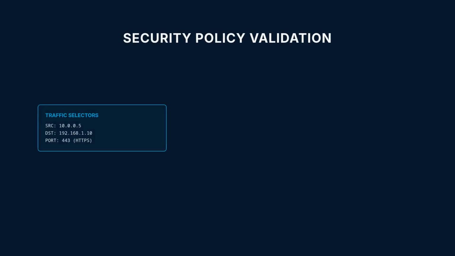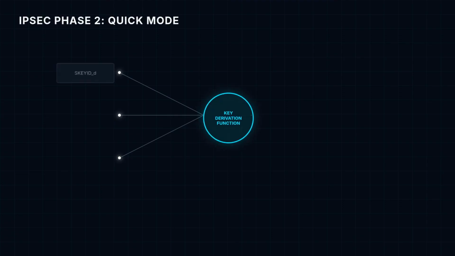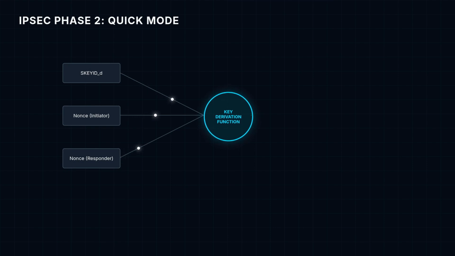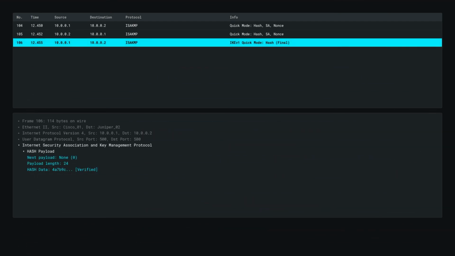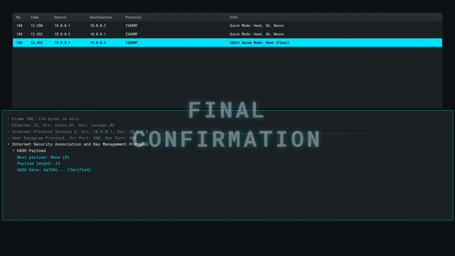The responder replies with the selected proposal, its own SPI, and a nonce. It then validates the traffic selectors against its security policy. Using SKEYID_D, nonces, and any optional DH exchange, both peers derive the final data, encryption, and integrity keys. Separate keys are created for the inbound and outbound SAs. The initiator sends a final hash payload to confirm liveness and prevent replay attacks. At this point, quick mode completes.